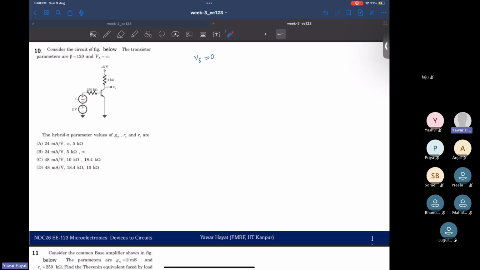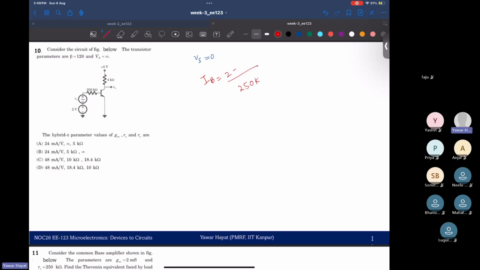We can compute many things in fact. I know this node voltage as well, and I know this voltage as well. So this is 0.7, right? So let me first find out this current, IB. How much would that be? That would simply be 2 minus 0.7, divided by 250 kilo.